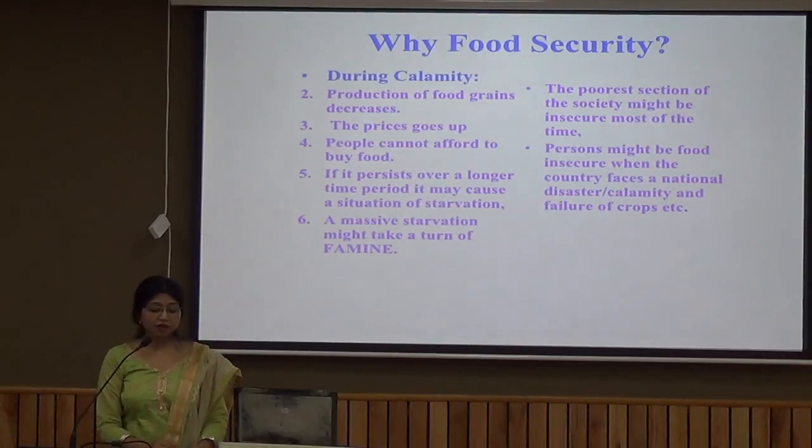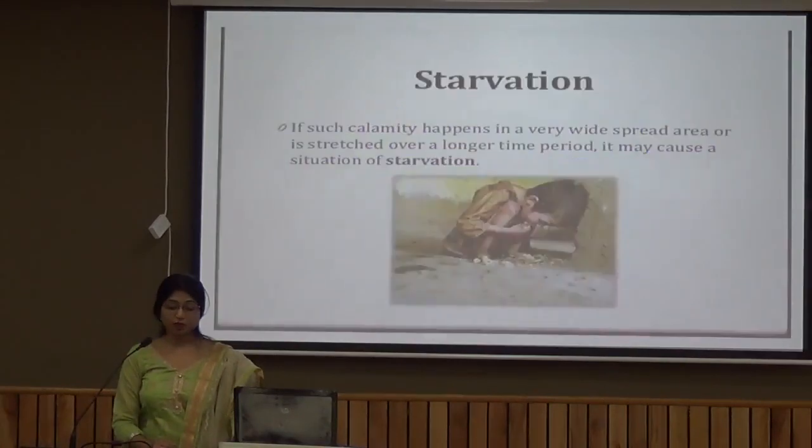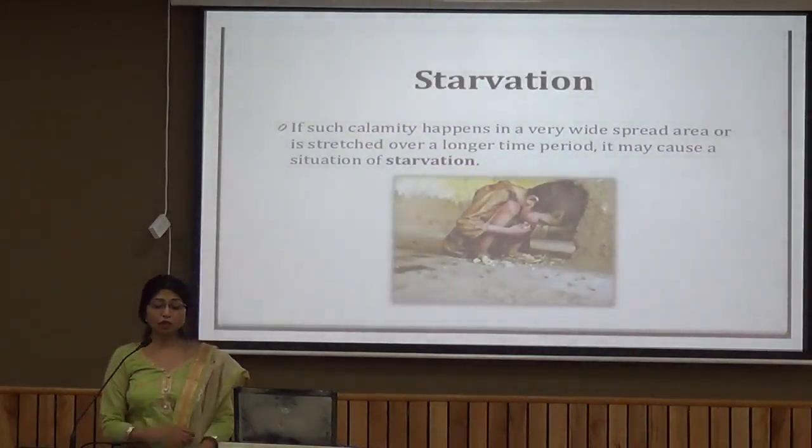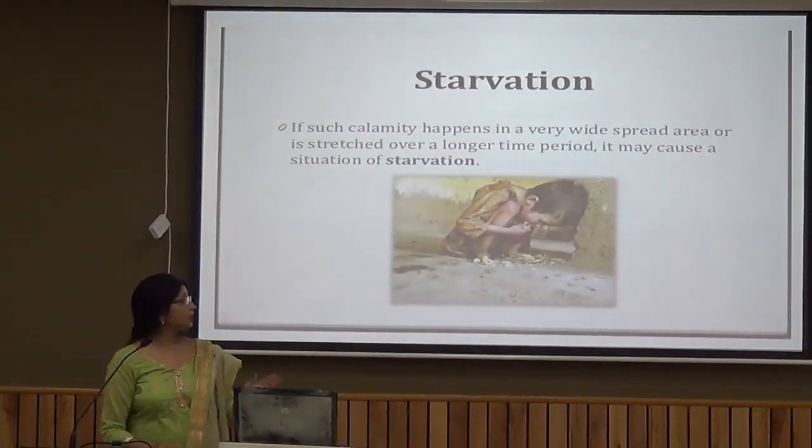A massive starvation might take a turn into famine. The poorest section of society might be insecure most of the time. Persons might be food insecure when the country faces a natural disaster, calamity, or failure of crops. For the failure of crops, there could be any reason: flood, drought, or any other reason. Then the starvation you can see in this picture.